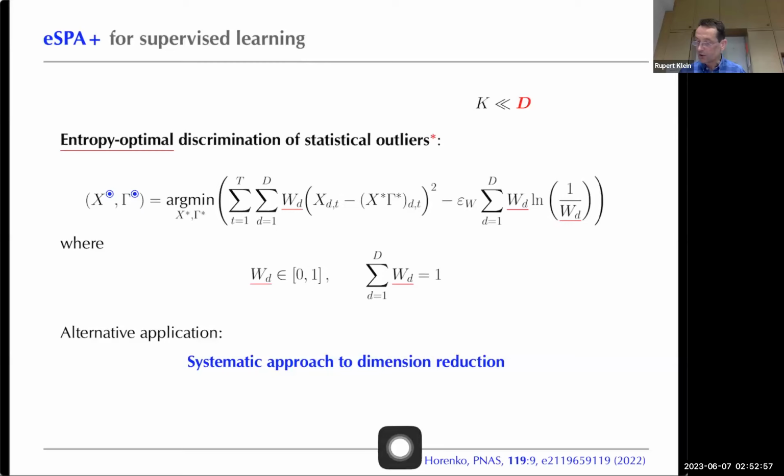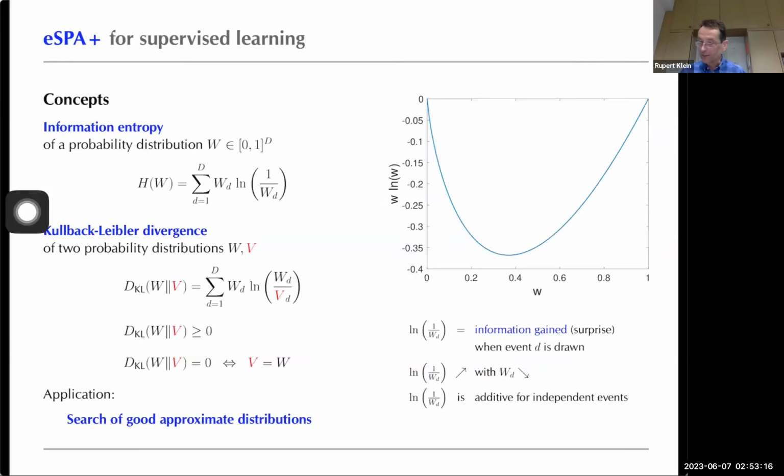And Ilya used this technology to find statistical outliers in a general statistical approach. But we can also use this to discriminate unimportant dimensions in the total learning problem that we want to address. Okay, so I have another slide which I can explain later on about what information entropy is, but let's take it for the moment that this is a way to find, among many distributions, the one that is statistically least biased. It has the least amount of prejudice built into it.